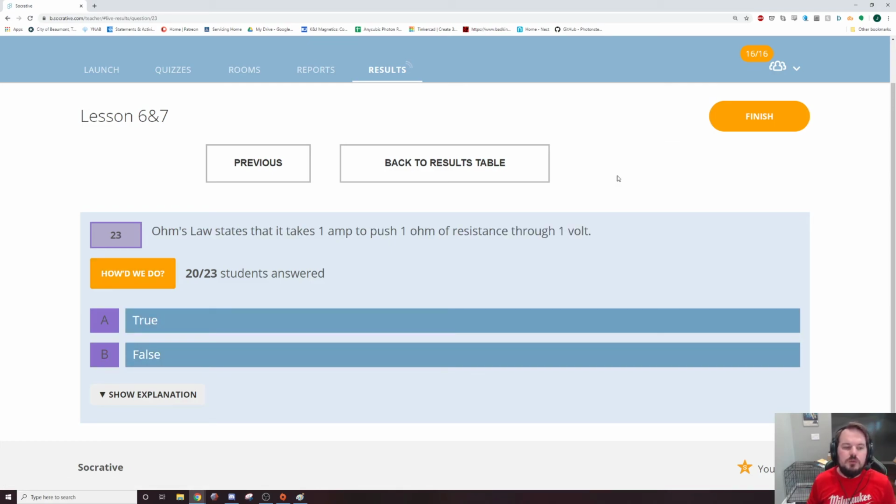All right. Ohm's law states that it takes 1 amp to push 1 ohm. This is Ohm's law. It states that.